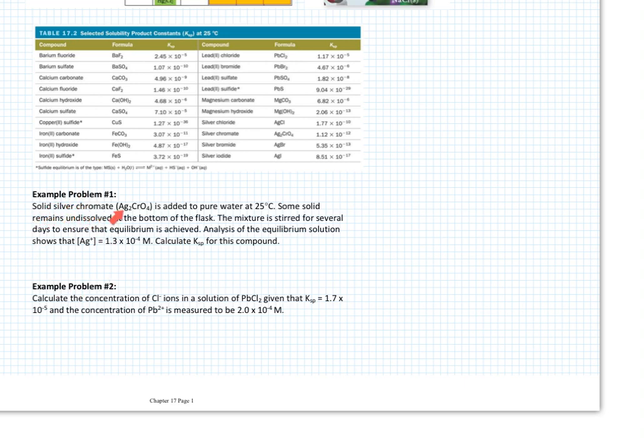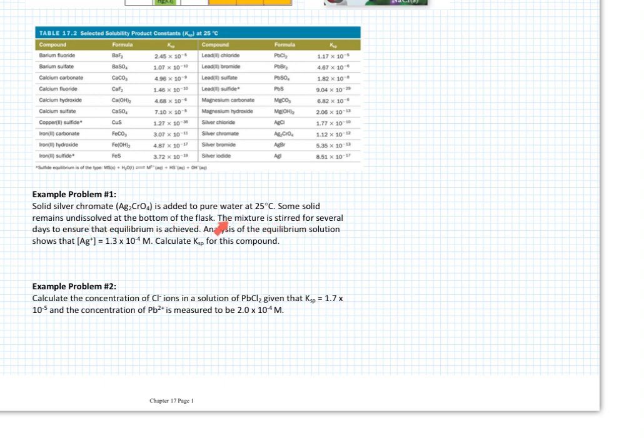Solid silver chromate, Ag2CrO4, is added to pure water at 25 degrees C. Some solid remains undissolved at the bottom of the flask. I didn't mention this, but in order to actually use a Ksp, you have to have all phases present. So in other words, you have to have some of the solid in there as well as the ions that are dissolved. Otherwise, you would not necessarily be at equilibrium. You could still be below the solubility limit. You could still be driving more stuff to the product side. So in order to actually use Ksp, you have to have some solid remaining.